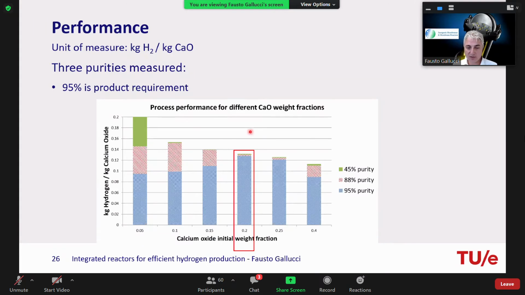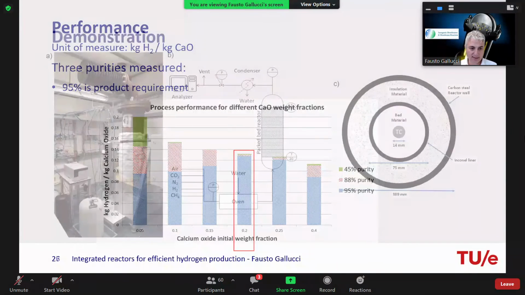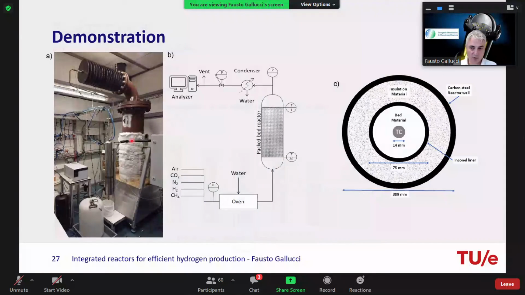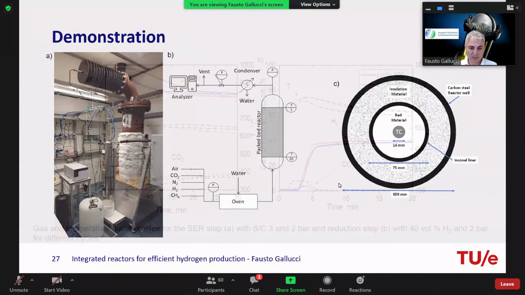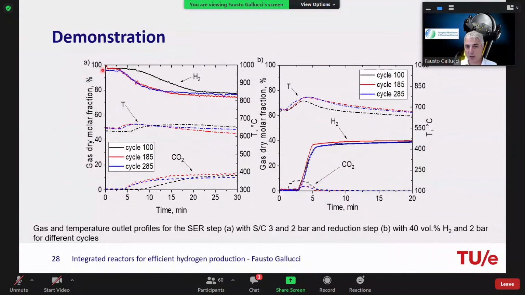Then based on this calculation, we did also a demonstration. This is a reactor that we have in our lab. It's a quite big reactor. We can put up to 7 kilos of material. And we did the demonstration. And you see here what we produce: when we start, we have more or less pure hydrogen, 95%, which is the maximum we can reach with this concept.